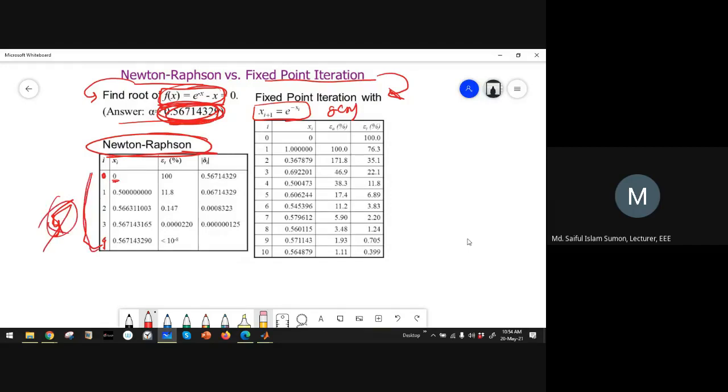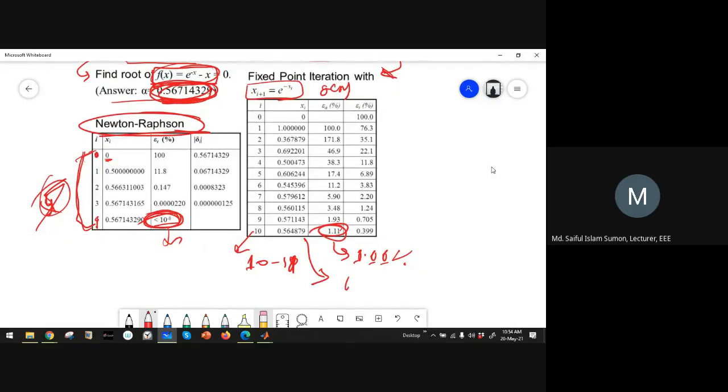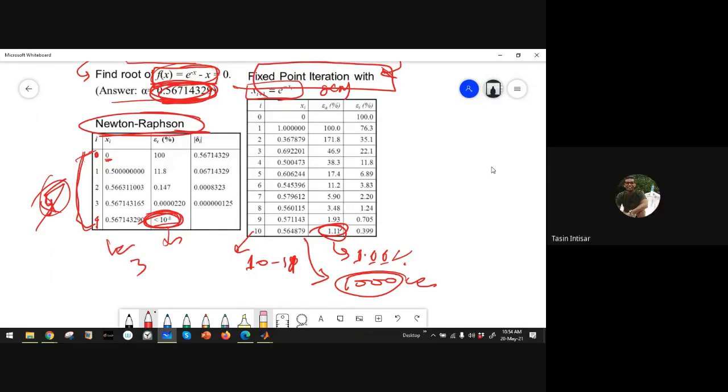Okay, so you can see 4 or 5 iterations are there, and for that I have got an error of almost 10 to the power minus 8. On the other hand, here I have done 10 to 11 iterations. For that, can you see till now there is 1.11 percent error. So if I want to go to this limit, then people like Tasin will probably just try to go with this one, and after 1,000 times he will try to modify: how can I make this fixed point iteration so efficient that only 3 to 4 iterations will go on?